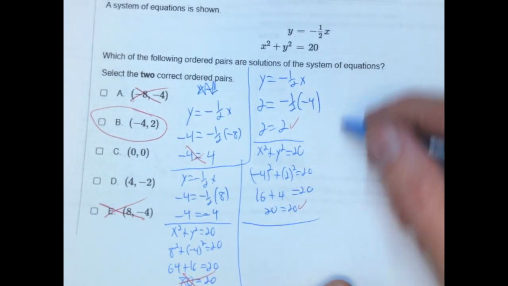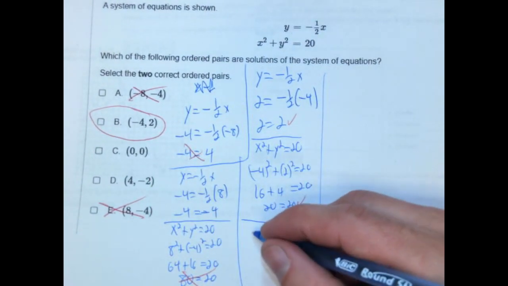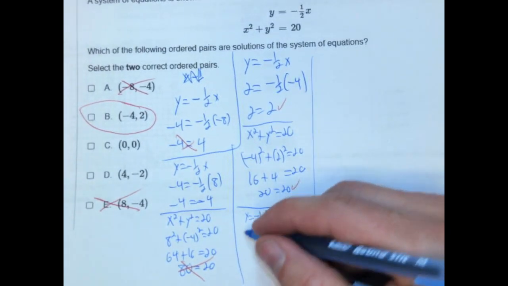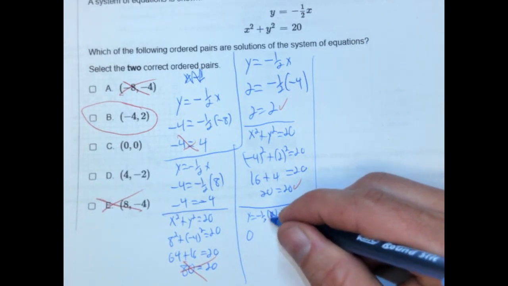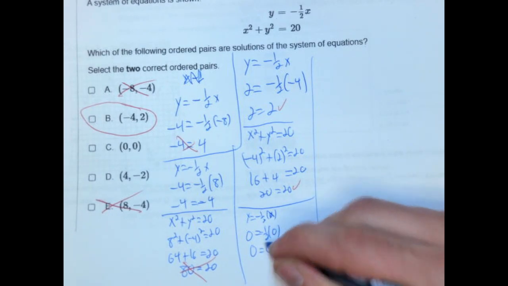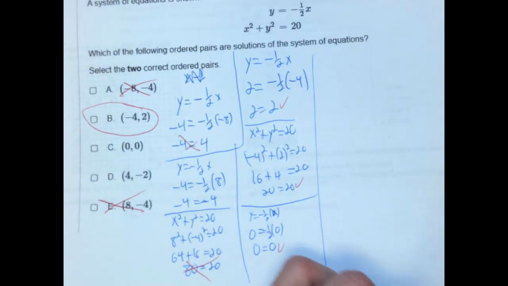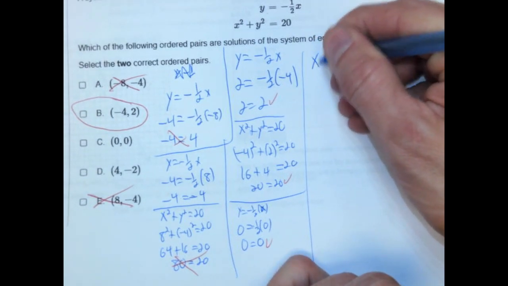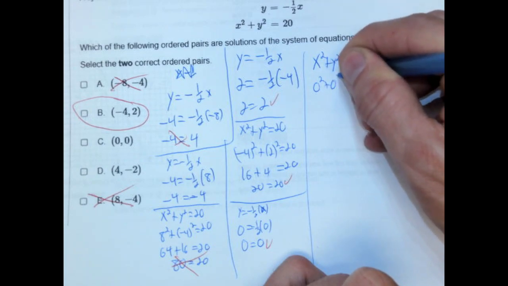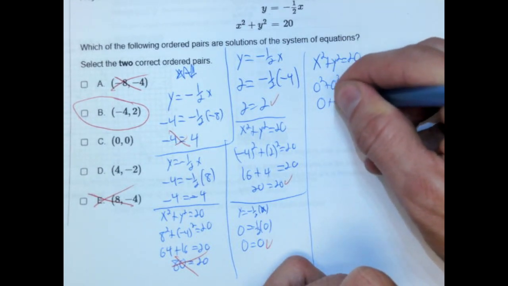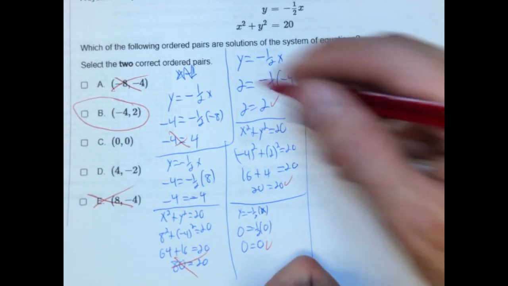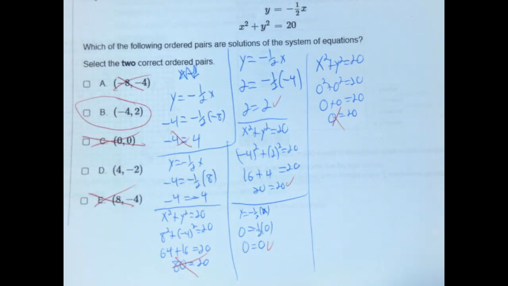Okay, let's try 0, 0. So y equals negative 1/2 times 0. 0 equals negative 1/2 times 0, and 0 equals 0. So that one works. Okay, let's try the other equation. We'll do it up here so there's more room. x squared plus y squared equals 20. 0 squared plus 0 squared equals 20. 0 plus 0 equals 20, and 0 equals 20, which of course is not correct. That's out. That means C is out. So it has to be D, but let's just double check.